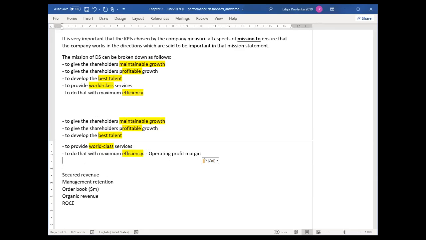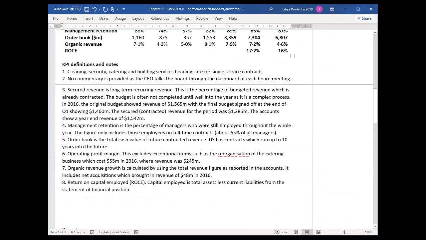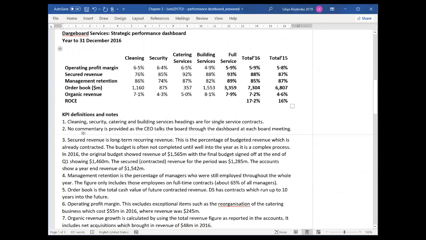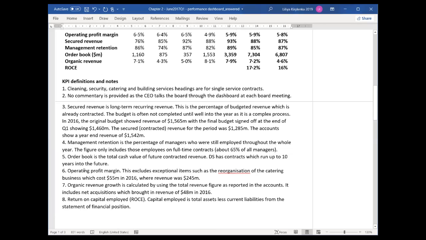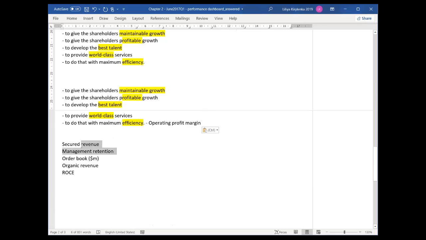What is secured revenue? Secured revenue, I do not know what that is. Well, let me look at those notes that we have here. And what is secured revenue? It is a long-term recurring revenue. So this means that it's something about maintainability. Okay, going to relate it here.